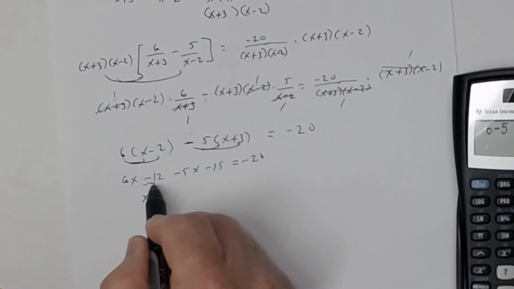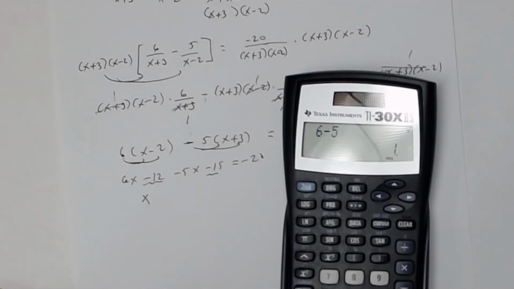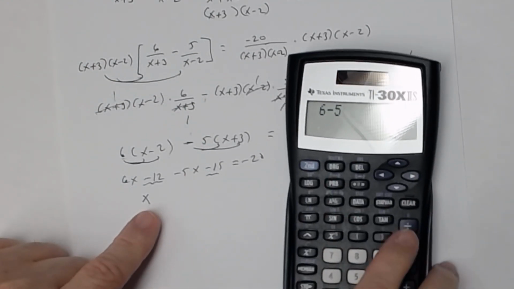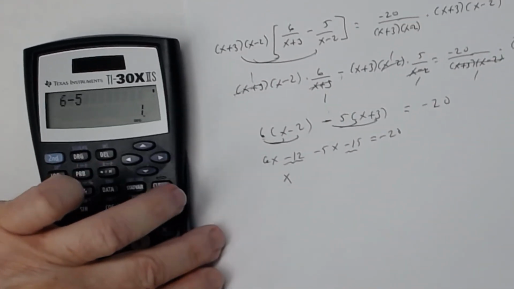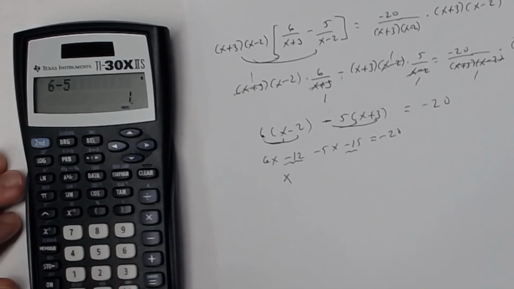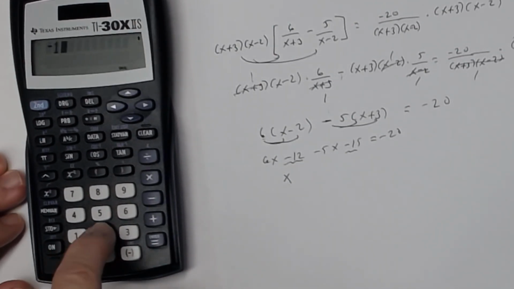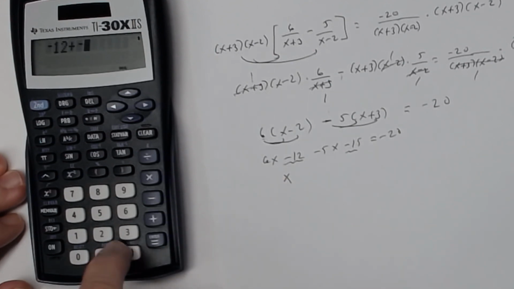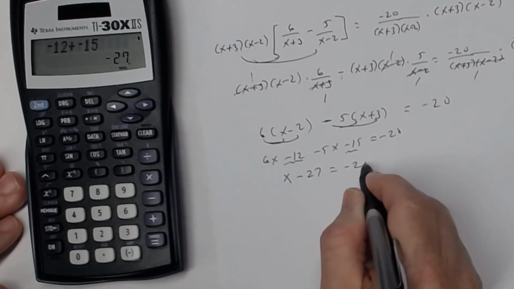Now, combining the constants, a negative 12 and a negative 15, again, if you can't remember how to do the sign numbers, you just do that here. So just make sure you're using your calculator whenever possible. So you're going to press the negative symbol right here, negative 12 plus, and then negative 15 equals negative 27. So this becomes x minus 27 equal a negative 20.